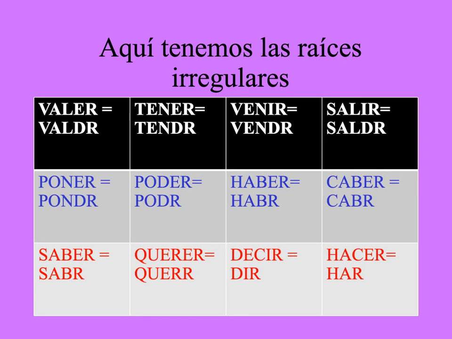You can see the first 6 have DRs. So there should be 6 irregulars that end in DR. Valdr-, tendr-, vendr-, saldr-, pondr-, podr-, okay? And there's 3 that are BRs. They have BRs, okay? Habr-, cabr-, sabr-. And then you have 3 just super weird ones. Querr-, dir-, and har-, like a pirate, okay?